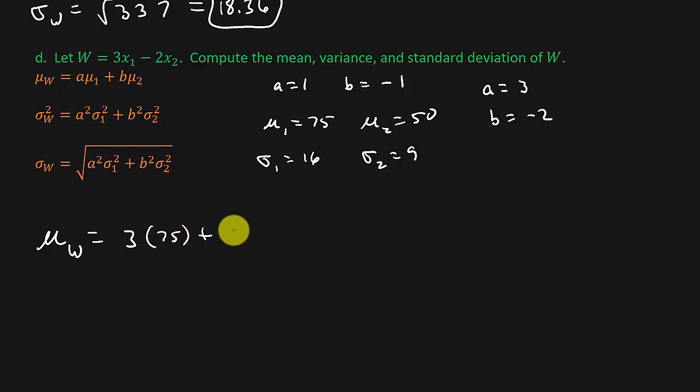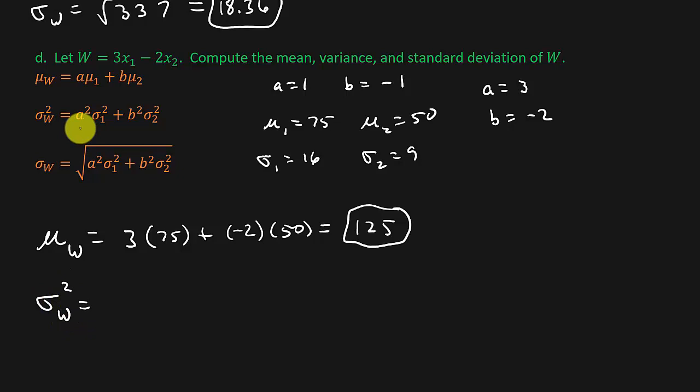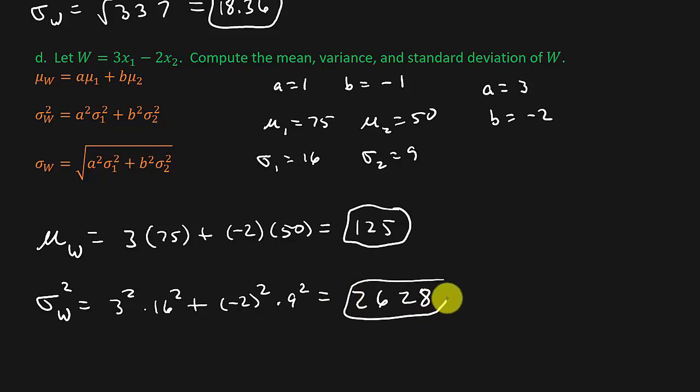And then the variance is A squared, so 3 squared times sigma 1 squared, plus B squared, which is -2 squared, times sigma 2 squared, so times 9 squared. And that ends up giving us 2,628. Then the standard deviation is the square root of that, and that is going to be 51.26. And there's your standard deviation.